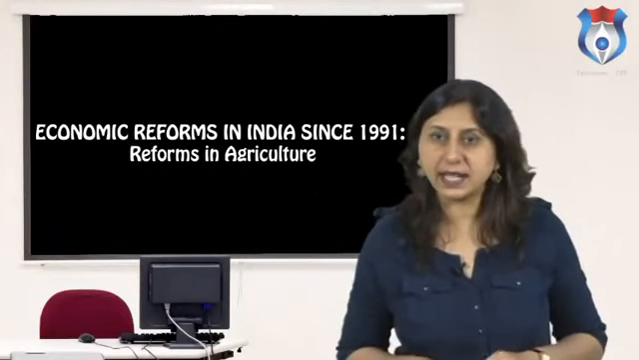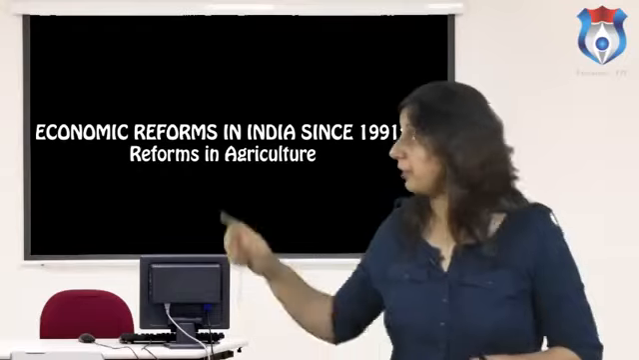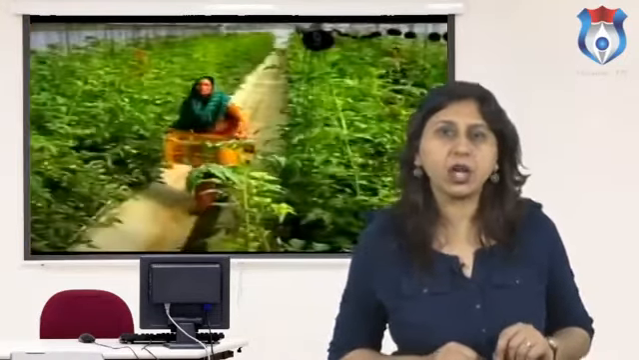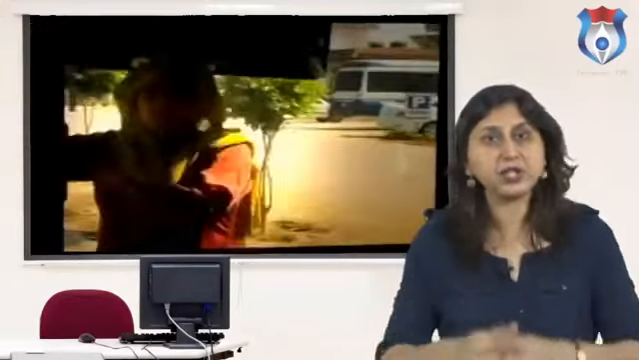Economic reforms in India since 1991. Reforms in agriculture. A common criticism of India's economic reforms is they have been excessively focused on industrial and trade policy, neglecting agriculture, which provides the livelihood of 60% of the population. The reduction of protection to industry and the accompanying depreciation in the exchange rate has tilted relative prices in favor of agriculture and helped agricultural exports.